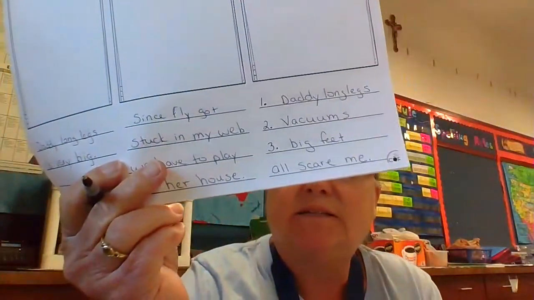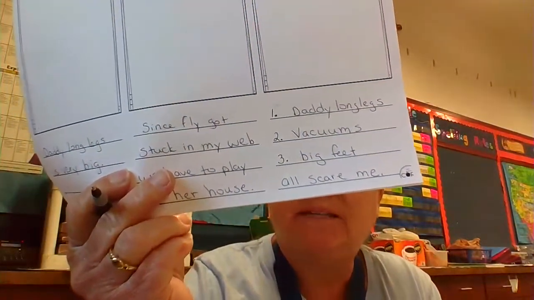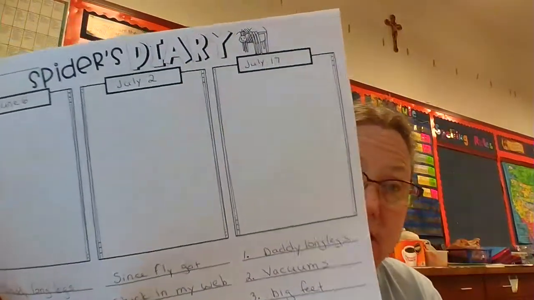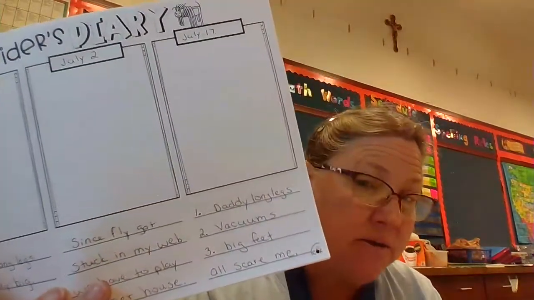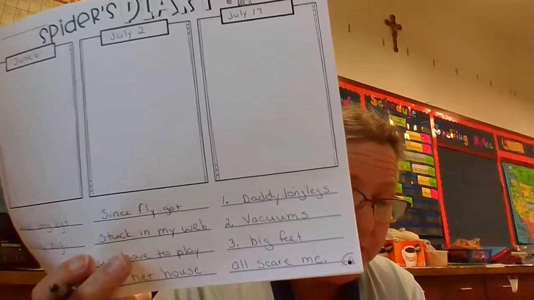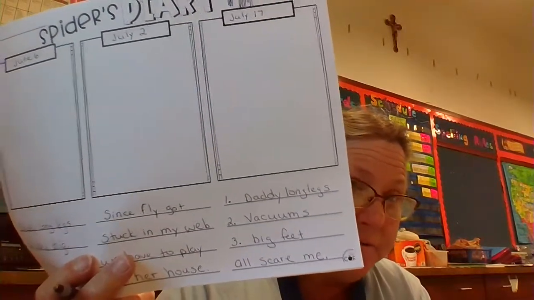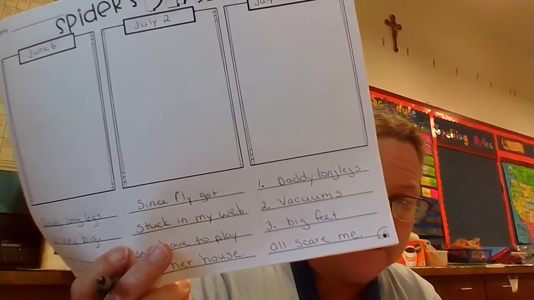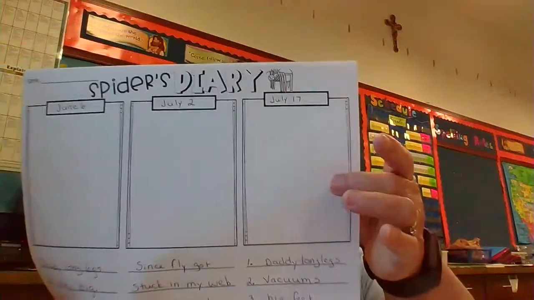And then at the bottom, I'm going to put all scare me. Okay, so Daddy Longlegs, vacuums, big feet, they all scare me. So in this picture, you can draw the 3 things that scare him. I will know that you listened to my video when you get all 3 things correct. Draw a picture of all 3 things.